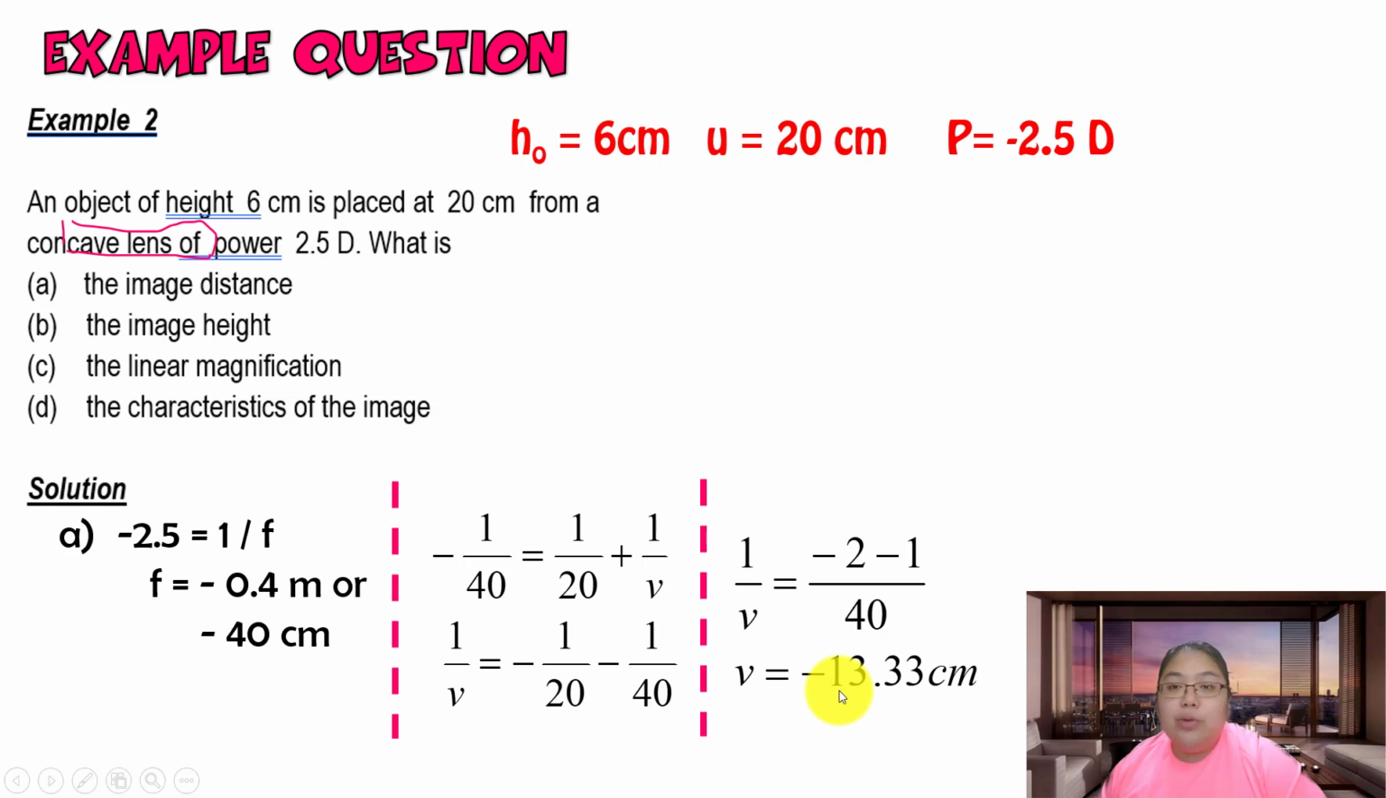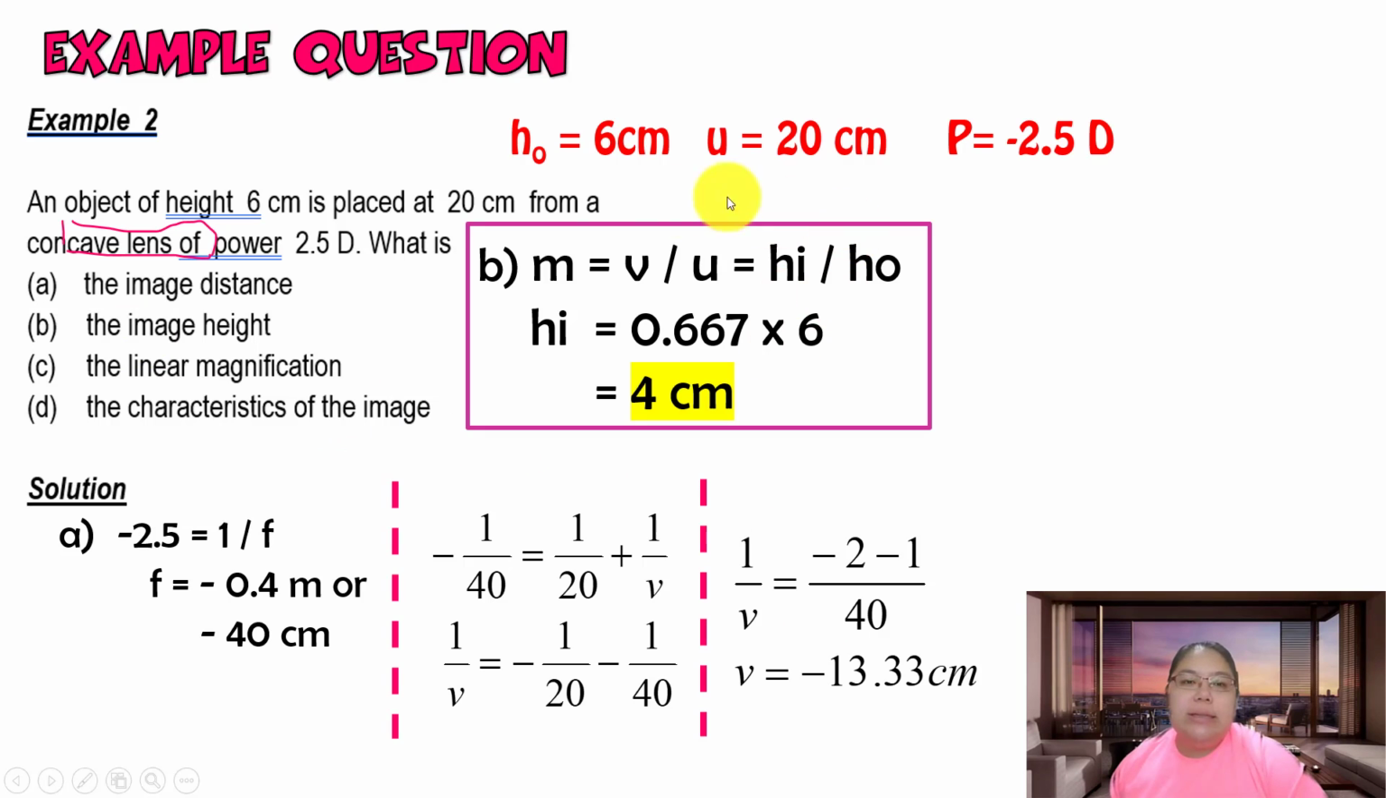Okay, now I want to prove, is it diminished or not? So I need to find the image height. Okay, we see the B. Now the B, we need to find out the image height. Okay, from here, we need to find magnification, then we can find the image height, is it? So I show you the formula. M equals V over U equals HI over HO. So from here, I need to find HI. I need to find out V over U first. So you take the V, there's a 13.33 over 20.